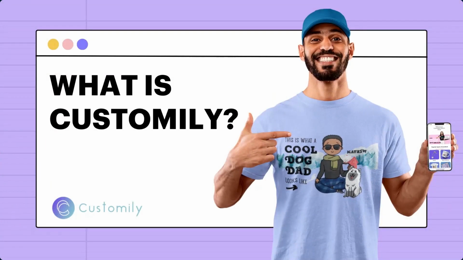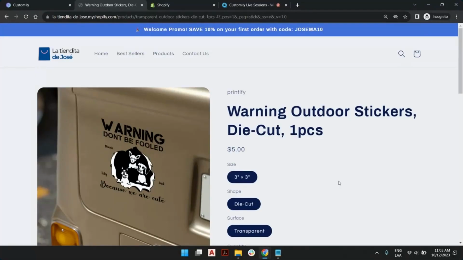If you're joining us for the first time, you'll probably wonder, what is Customily? Well, Customily is an app that installs on your e-commerce store and provides your shoppers with live previews of personalizable products. With Customily, your shoppers will be able to interact with options by typing texts, selecting fonts, colors, images, and even locations, as well as uploading their own pictures.